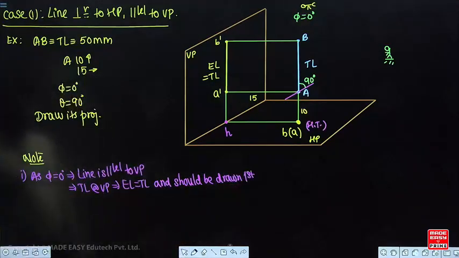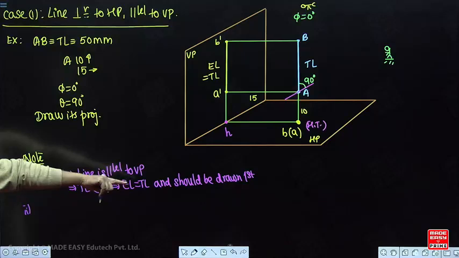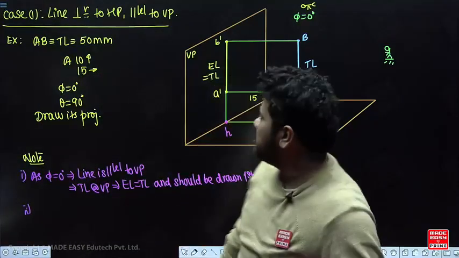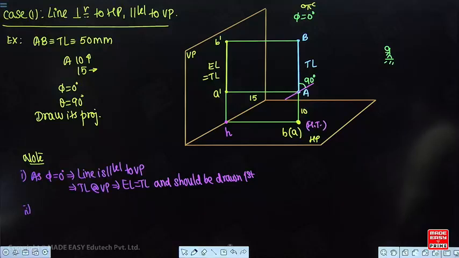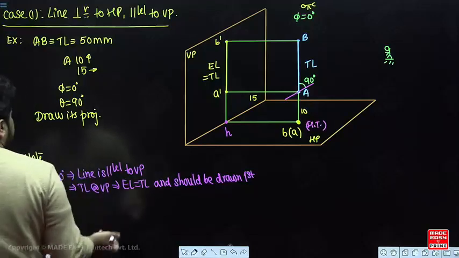Should be drawn first. First point. ये तो बताया था ना, basic concept number 1. पहले किसको draw करते हैं? So with that view should be drawn first, in which you are going to see the true length. So here phi is equal to 0 degree means line is parallel to VP. If line is parallel to VP, then true length wherever you will see in VP, and whatever you are drawing in VP, it will be called as elevation.